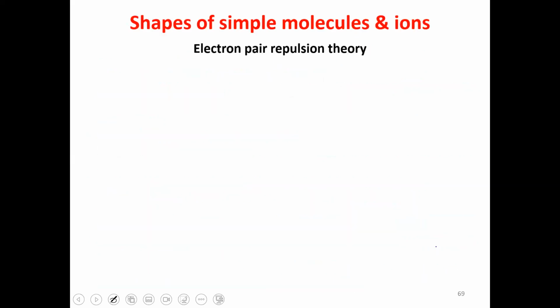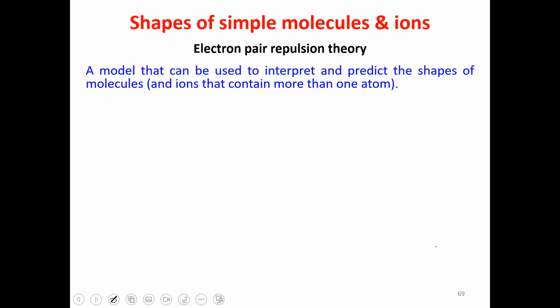Shapes of simple molecules. What is electron pair repulsion theory? Yeah, could you say that again? Electron repulsion theory? You can always look, it's a type of visual revision. You can always look at the screen. What is electron pair repulsion theory?